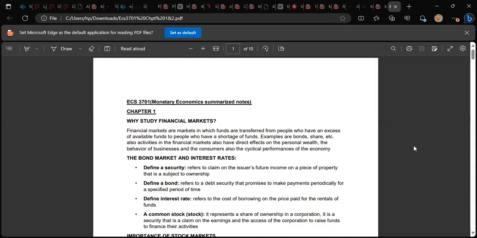All right, welcome to monetary economics. This is monetary economics that we are dealing with today. And today we are particularly looking at chapter 1 and chapter number 2.